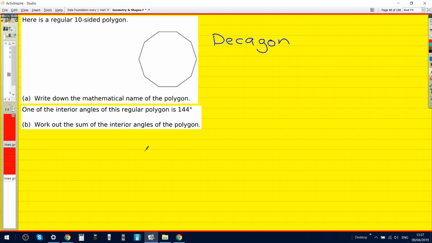Okay, work out the sum of their interior angles. They all add up to 360, don't they? Interior. One of the interior angles is 144. What is the sum of all the interior angles?